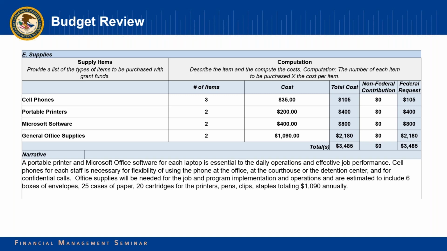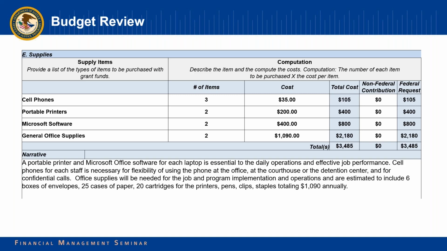The cell phones and the Microsoft software are items that could possibly go in other budget categories. You'll run across that from time to time. There are some items that could possibly go in other budget categories. For example, I know some of the accountants in OCFO in my office will see cell phones and Microsoft software and would prefer to see them in the other categories. So you may run across that sometimes after you submit your budget and it's being reviewed.